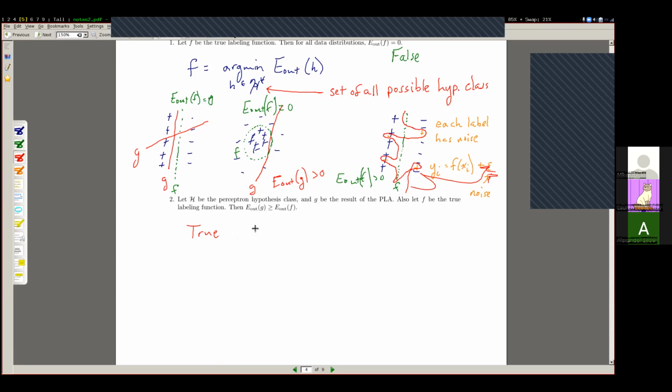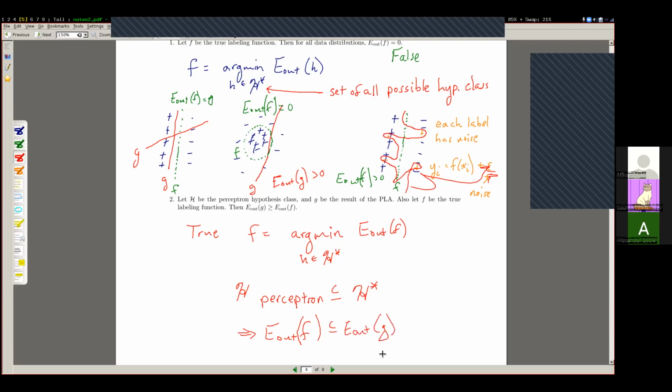Again, I'll write it out. F equals the argmin of H in H star of E out of H, and then I'll also say that H perceptron is a subset of H star, and both of those things together imply the statement that we're looking for, E out of F less than or equal to E out of G. Because whatever the best possible perceptron is, that's inside of H star, so F has the possibility of being that. It can only be better.